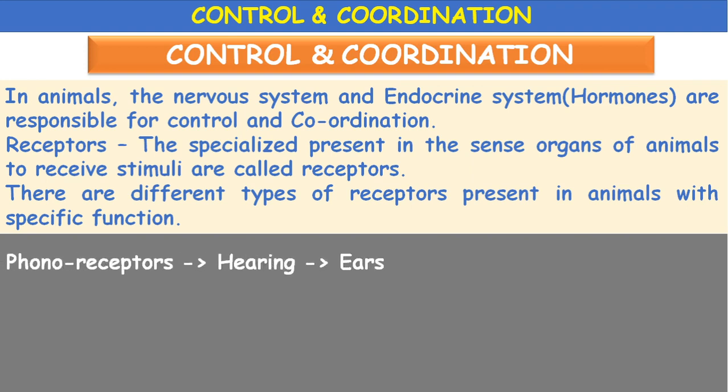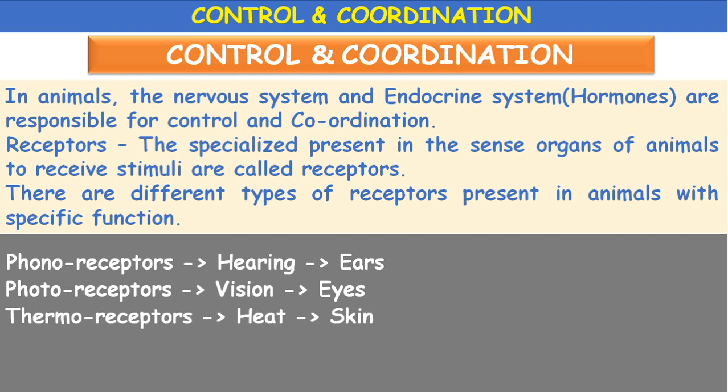So phonoreceptors, these receptors are specialized for hearing. They are present in the ear. Photoreceptors, they are responsible for vision, detecting light, so they are present in the eyes. Thermoreceptors, they can respond to the stimulus heat, they are present in the skin.